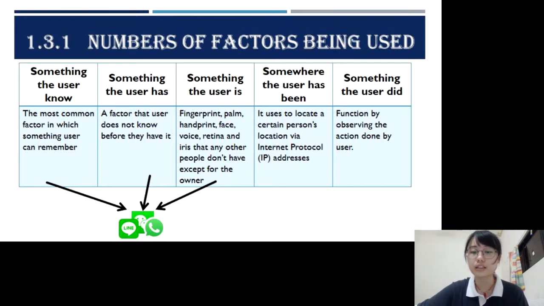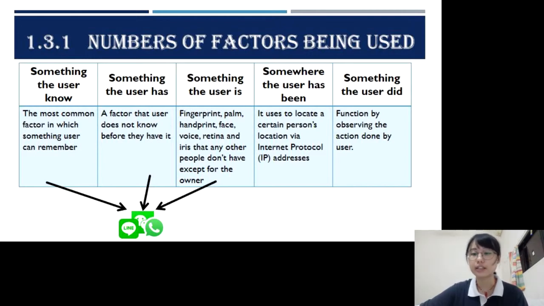Something the user has is a factor the user does not know before they have it. An instance of the something-the-user-has factor is the token, which contains a 6 to 8 digit password. This type of token is classified into two types, which are HMAC-based one-time password or time-based one-time password. Usually, the time-based one-time password is the most often used in social media applications, as it expires after being received by the user, to ensure security and prevent being hacked by other people.